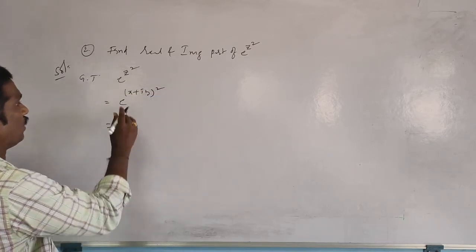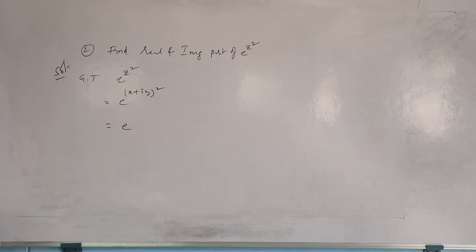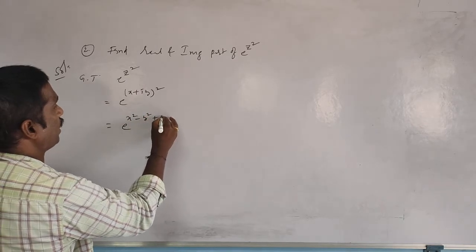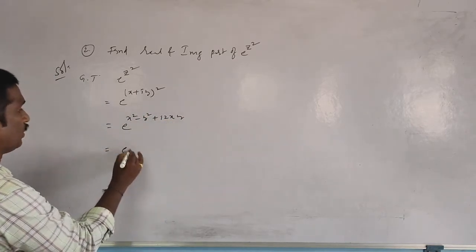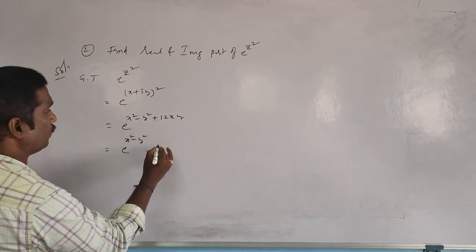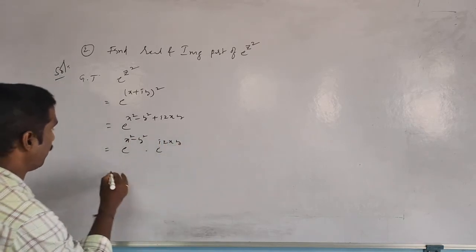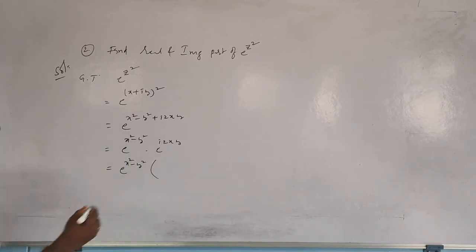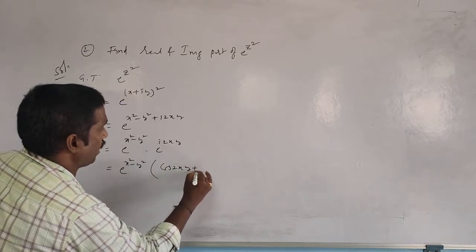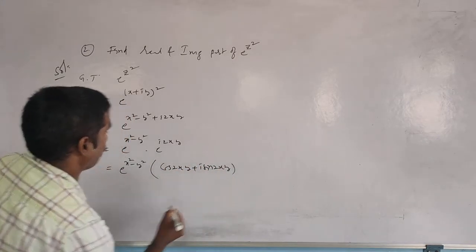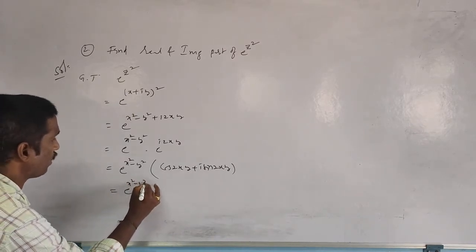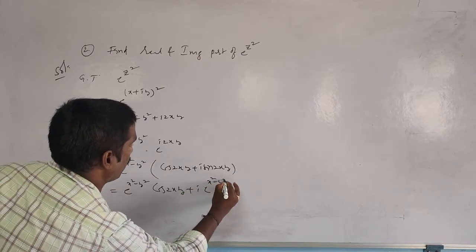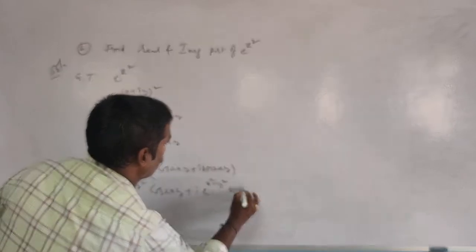The expansion of x plus iy whole square means x square minus y square plus i into 2xy. That equals e^(x square minus y square) into e^(i 2xy). That equals e^(x square minus y square) times cos 2xy plus i sin 2xy. That equals e^(x square minus y square) cos 2xy plus i into e^(x square minus y square) sin 2xy.